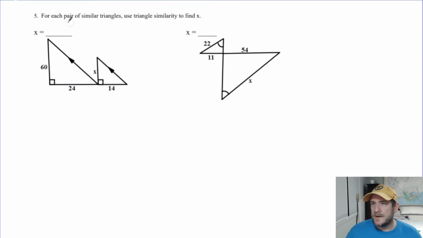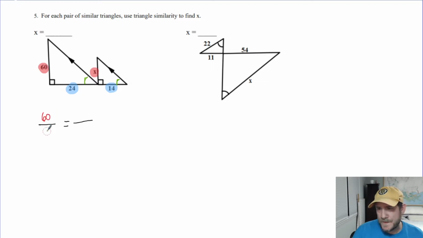Number 5. It says for each pair of similar triangles, use triangle similarity to solve for x. Okay, I will. So I know for a fact that these triangles are similar. So who corresponds to who? Well, we've got the 90 to the 90. We know that this angle is congruent to this angle by the corresponding angles postulate. So that seems to say what you all probably assumed, which was that the 14 corresponds to the 24, and x corresponds with 60. So this problem should be pretty straightforward. We'll just plug in our two ratios. We've got 60 over x, and that will equal 24 over 14.